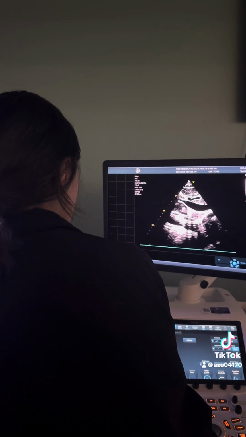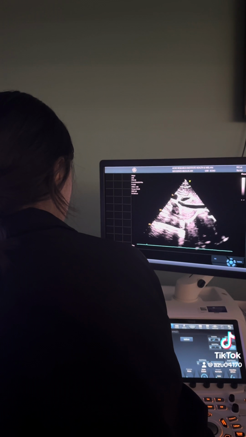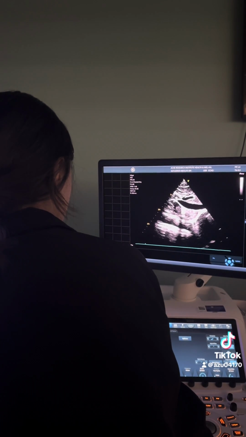During this view, you can have your patient take a sniff to see if your inferior vena cava collapses during this time.